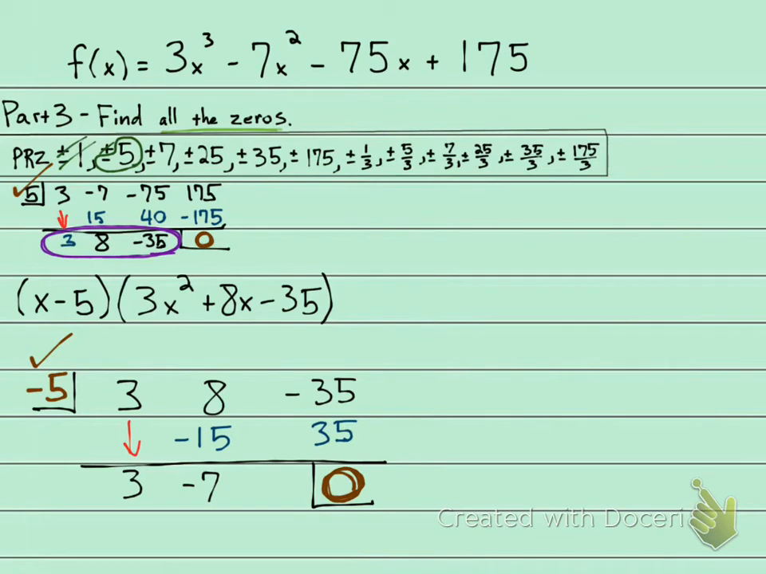One of my zeros is 5. One of my zeros is negative 5. And then I can find the third one from here. So at this point, if I was putting it as factors, I would have x minus 5, x plus 5, and then using these 2 coefficients, 3x minus 7.